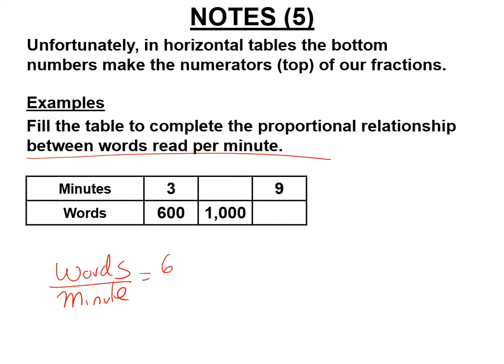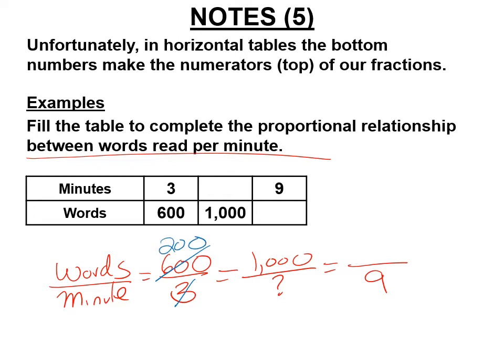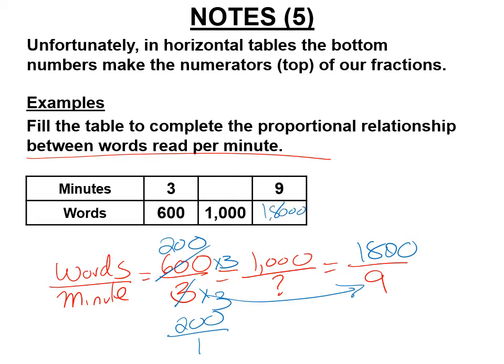So words per minute is 600 words in 3 minutes, 1,000 in some amount of minutes, and some amount of words in 9 minutes. Okay, so let's simplify our fraction. So 3 goes into 6 twice, so 3 goes into 600, 200 times. So all of these are going to simplify to be 200, right? Now, we already can do this one. 3 times 3 is 9, and 600 times 3 is 1,800, right? I didn't need to simplify to do that one. So that's what went there. And is that right? 3 times 3, yep.